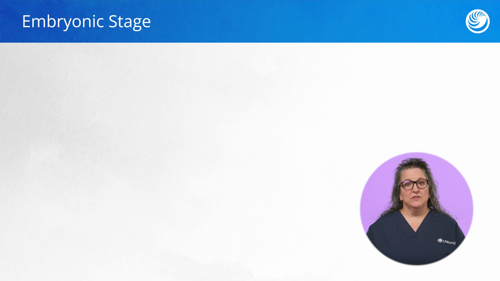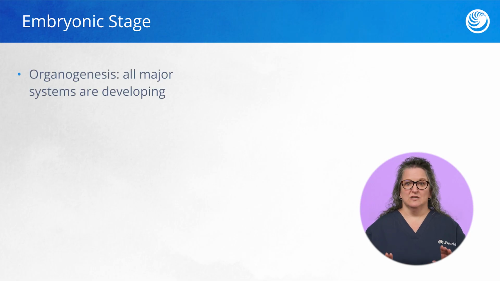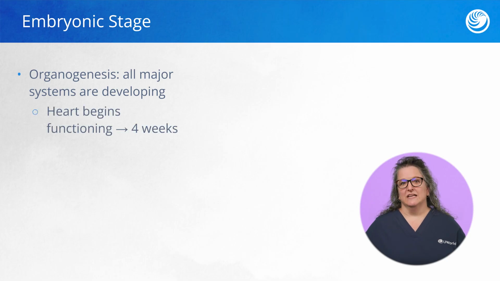Now let's talk about the embryonic stage. This is from day 15 through 8 weeks. This is when organogenesis happens. All major systems are developing. The cells begin to differentiate into the vital organs. For example, the heart begins functioning at 4 weeks. The primitive red blood cells are starting to circulate through the chorionic villi and fetus.